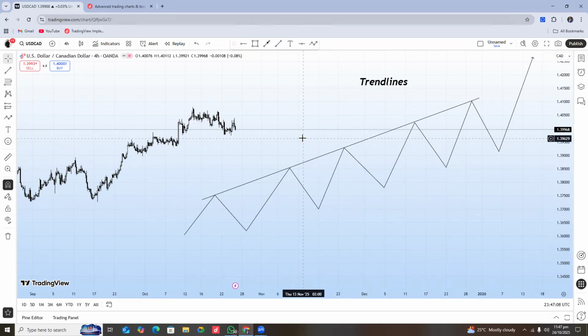Now it's important to understand, one, the trend, and two, how to draw the trend lines appropriately, because if you get it wrong and you still use it, you are going to lose money.